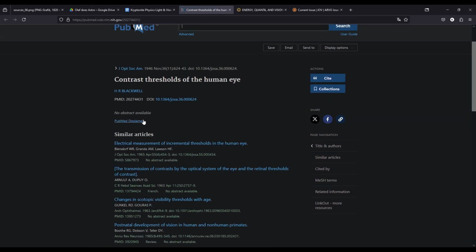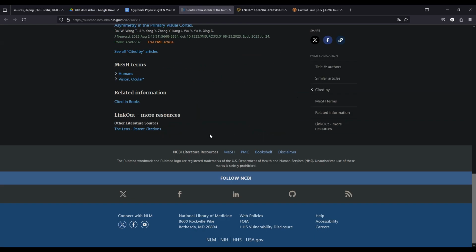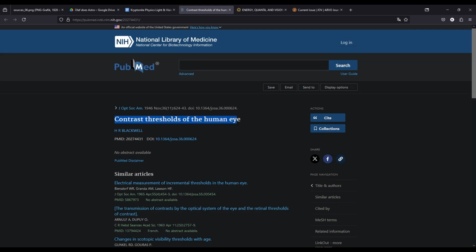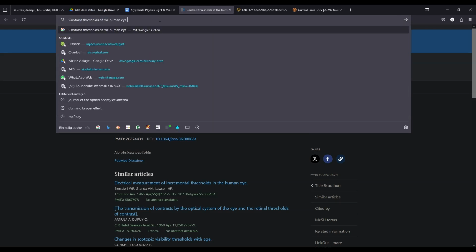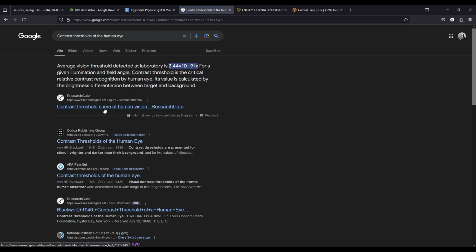Now, there's no abstract available, and I can't access it in any form of PDF. I went to other websites where I was hoping to find it. Oh, where would you look at that? Average vision threshold detected at laboratory is that many lux. They don't say lux, they say LX.